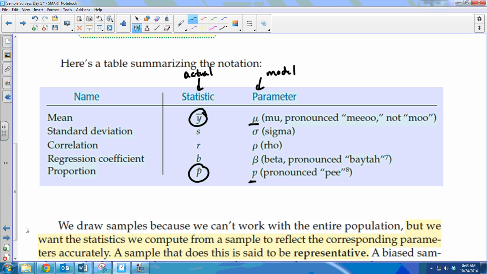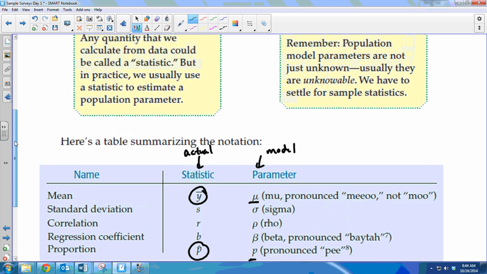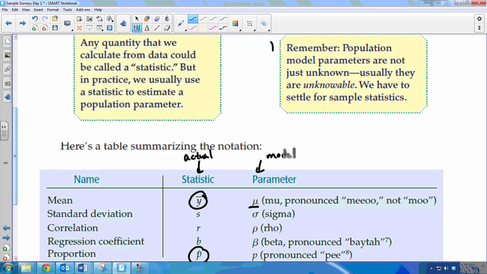Okay? Just keep those two things separate. You're interested in something, it's your parameter. What you're actually doing is your statistic. This box helps you understand that population model parameters are not just unknown, they are usually unknowable. We can't do a census of everybody and get what we want. It would be nearly impossible, so we have to settle for our statistic.